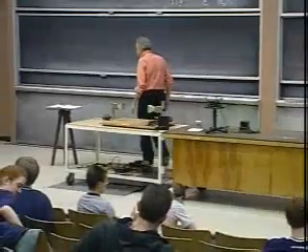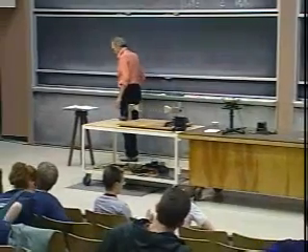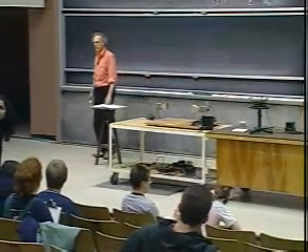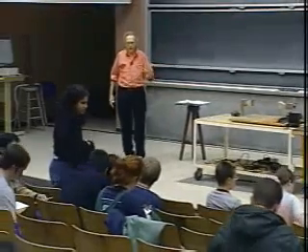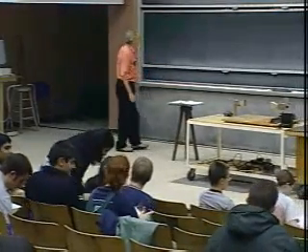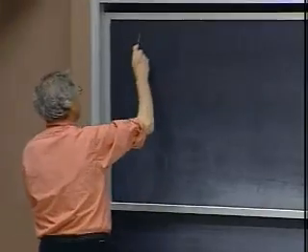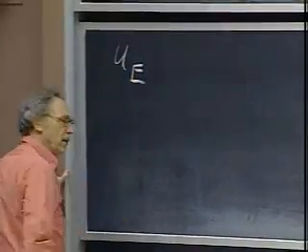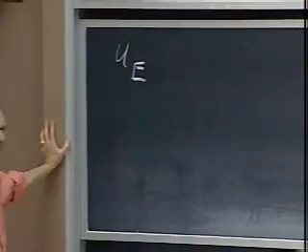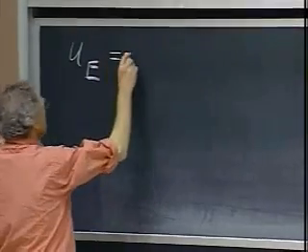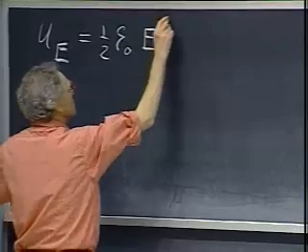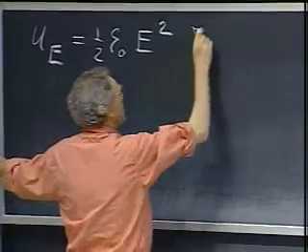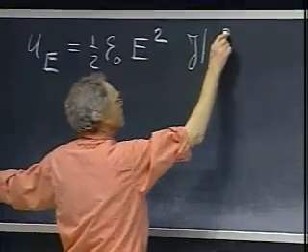Going to talk today about energy in electromagnetic waves. There must be energy in there because we know that electric fields contain energy and magnetic fields contain energy. And you may remember that the electric field energy density is 1/2 epsilon 0 E squared. This is now in joules per cubic meter.